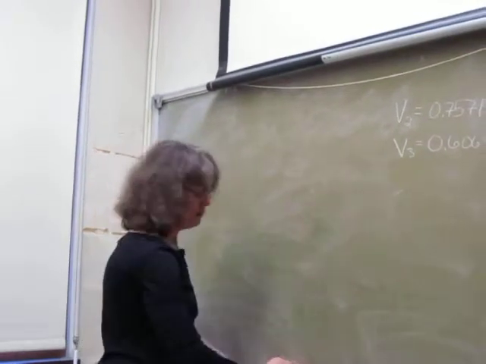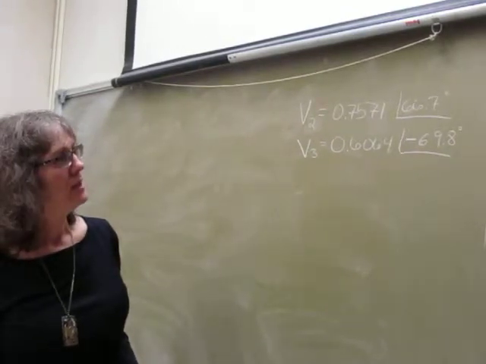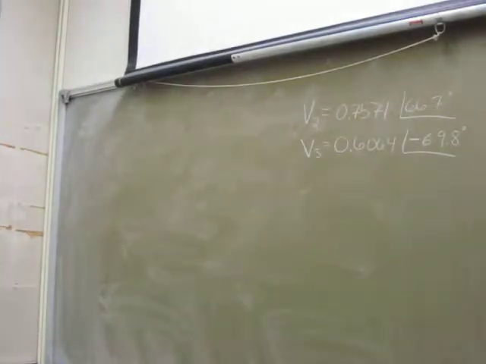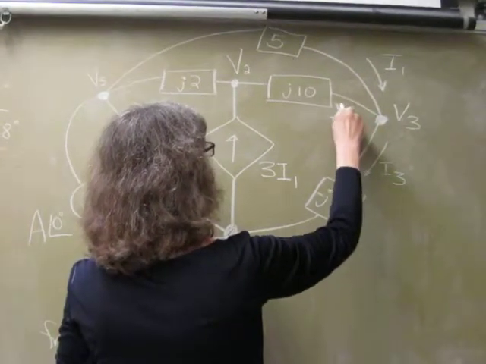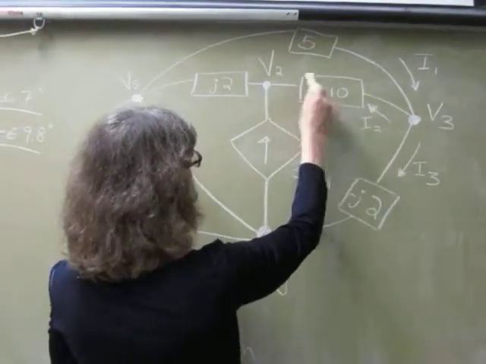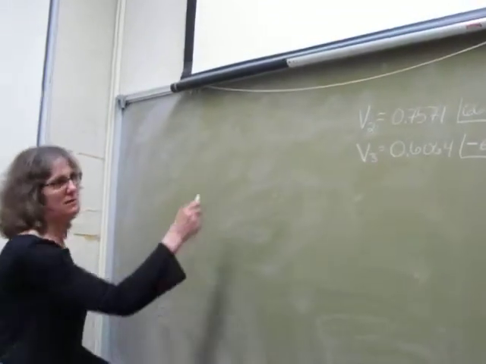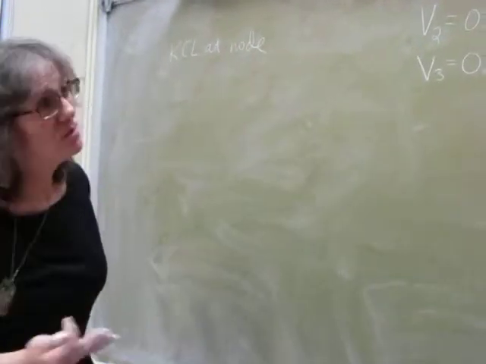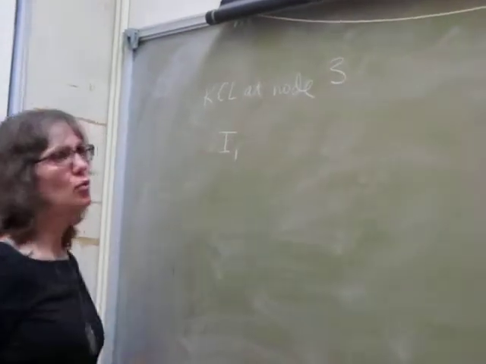Okay, I need this space. All right, so let's see. We're asked for I1. So I'm going to do Kirchhoff's current law right there, because I can see that I'll get I1 in terms of I2 and I3, and I can easily figure out I2 in terms of V2 and V3, which are given. Oh yeah, I'm there already. I see. I've got this nailed. Okay, so Kirchhoff's current law at node, what do I call that node? Node 3.